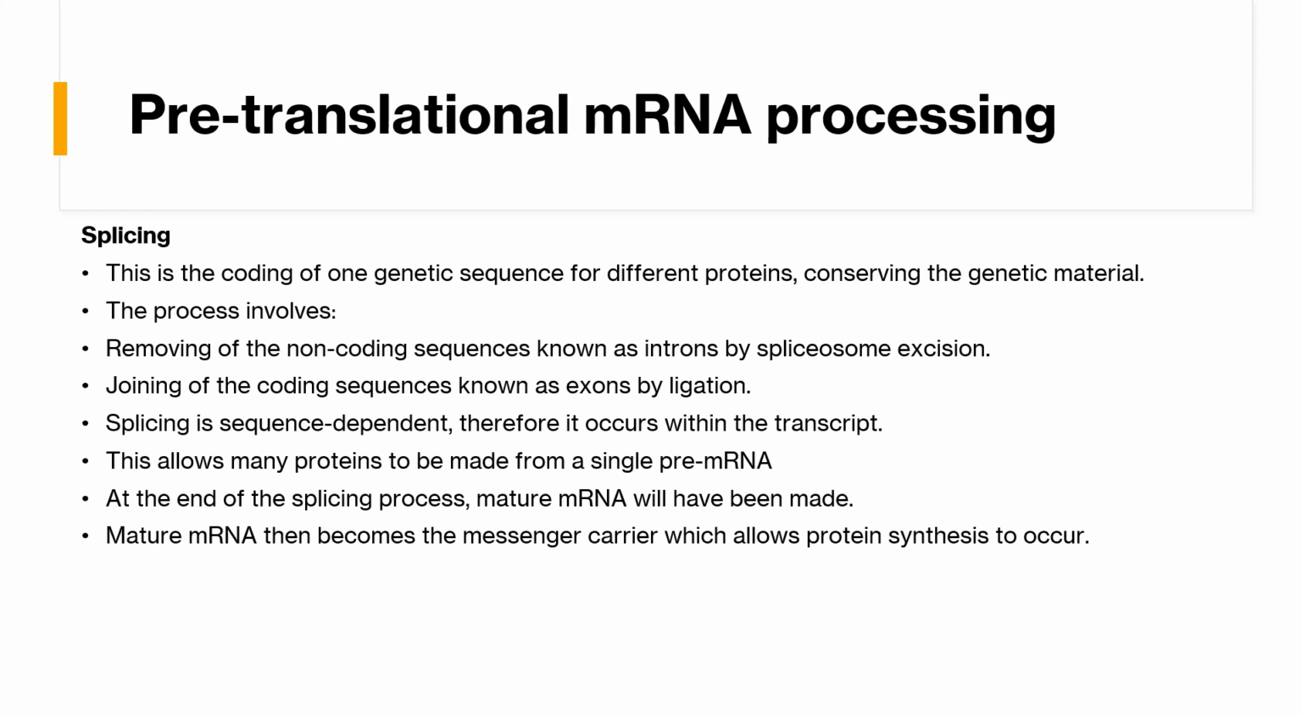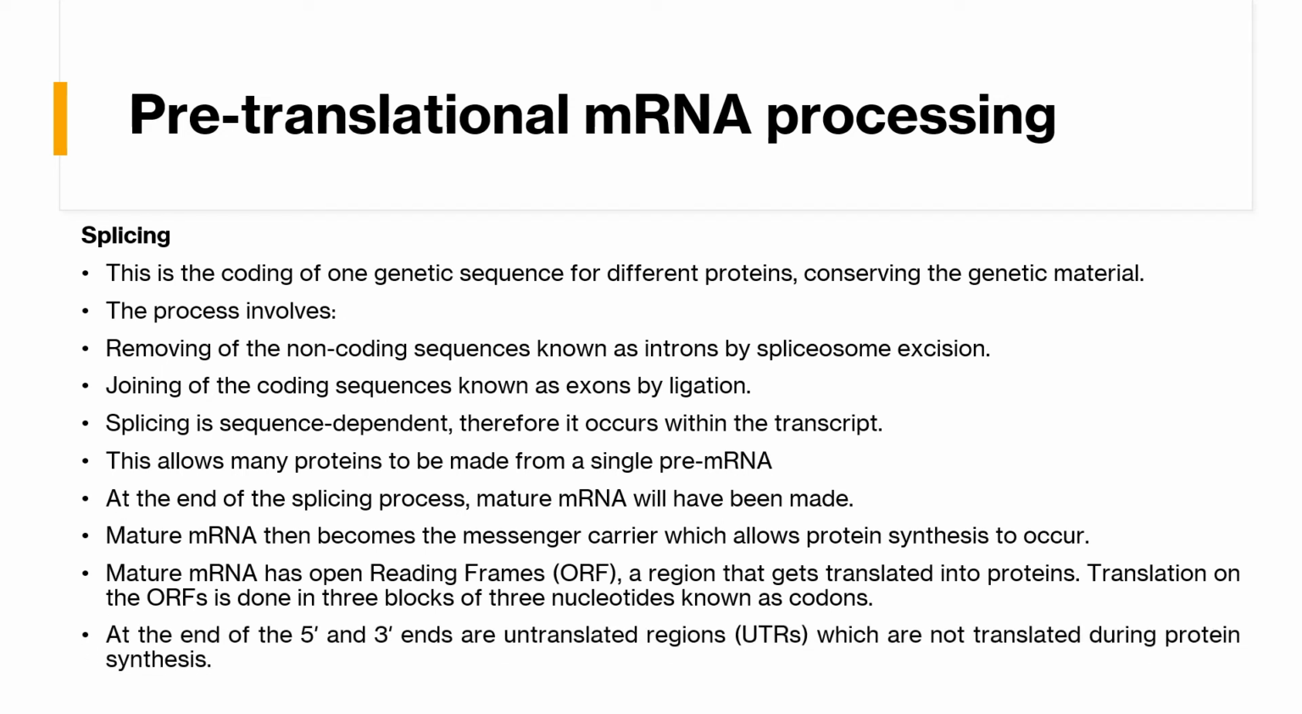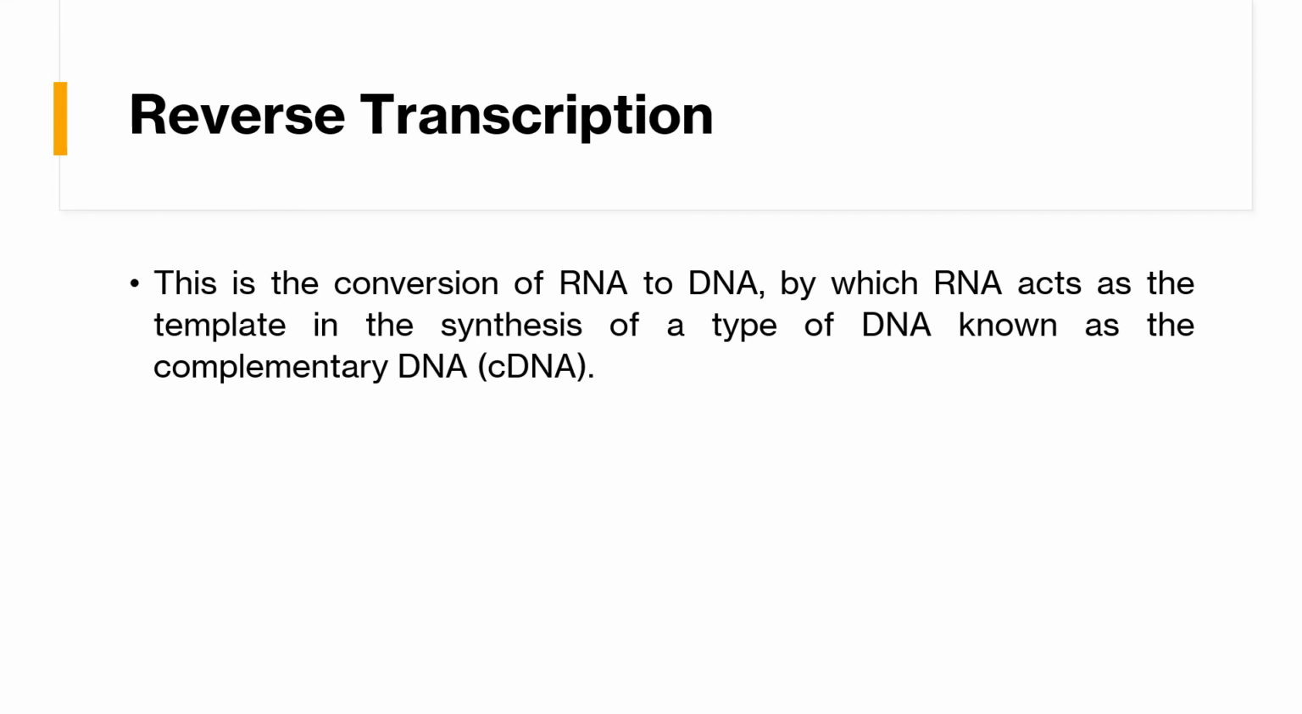Mature mRNA then becomes the messenger carrier which allows protein synthesis to occur. Mature mRNA has an open reading frame (ORF), a region that gets translated into proteins. Translation on the ORF is done in blocks of 3 nucleotides known as codons. At the 5' end and 3' end are untranslated regions, UTRs, which are not translated during protein synthesis.